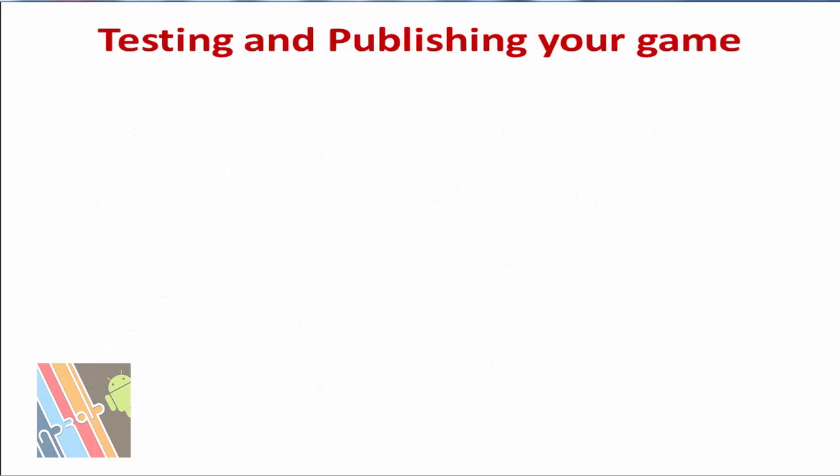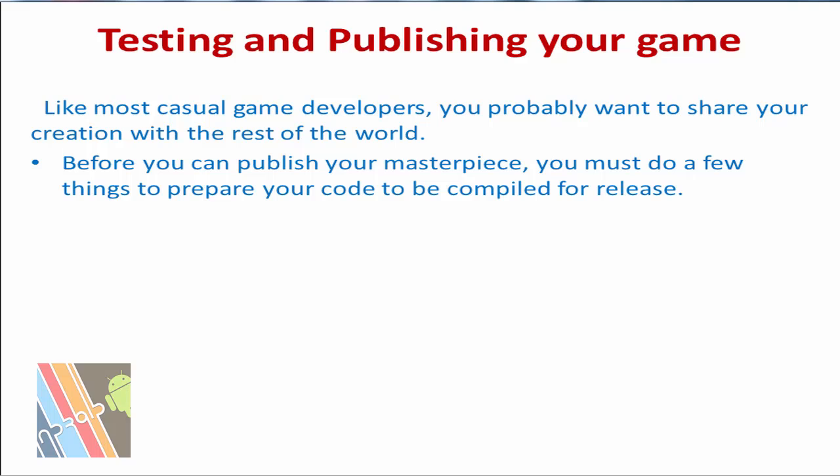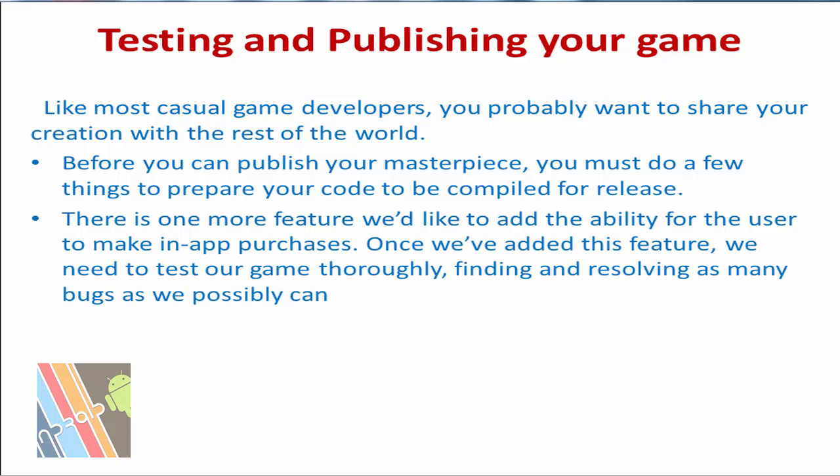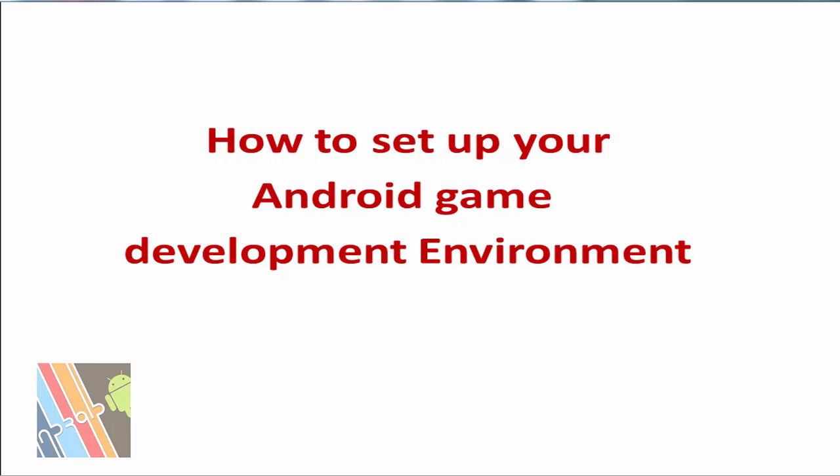And finally, testing and publishing of your game. As your game completes all the features, you will go to publish for the real world. There is one more feature you would like to add: in-app purchase. You need to test your game thoroughly, finding and resolving as many bugs as we possibly can. When users download your game, you want to surprise them with how much fun your game is to play and how it will work. Now it's time to set up your Android game development environment.